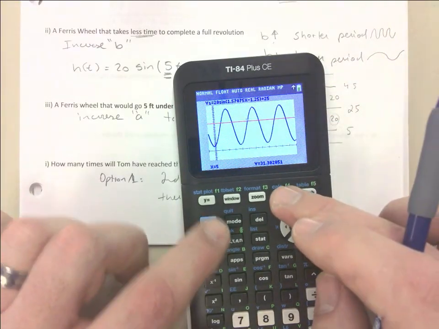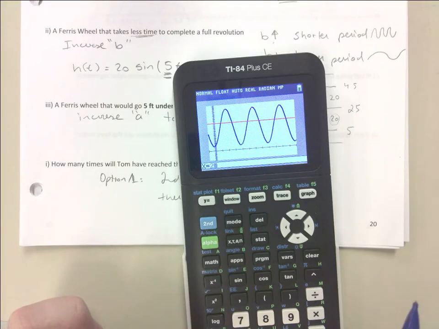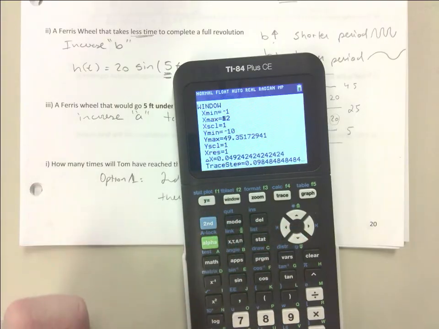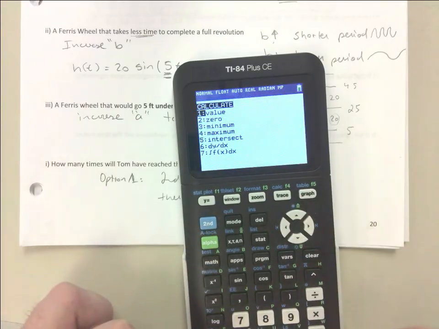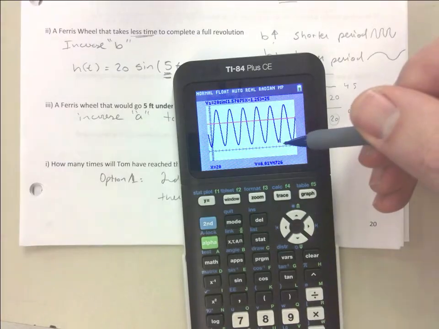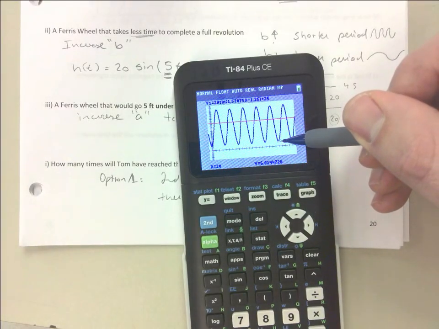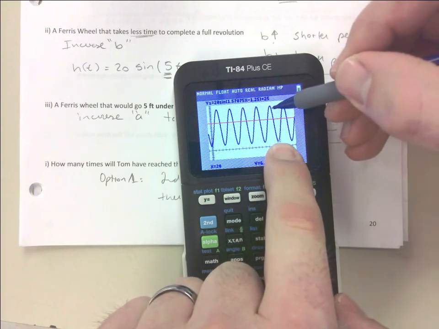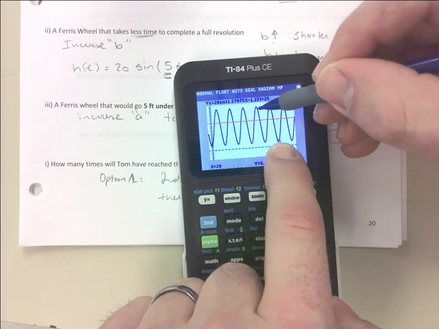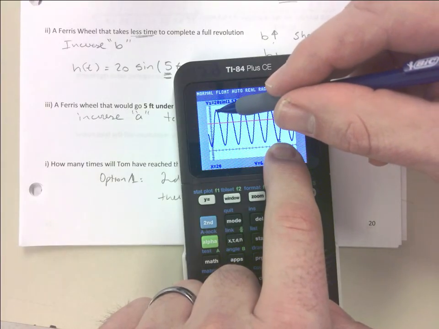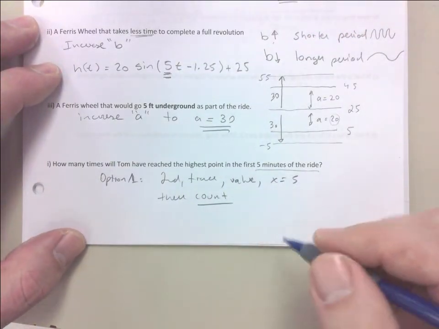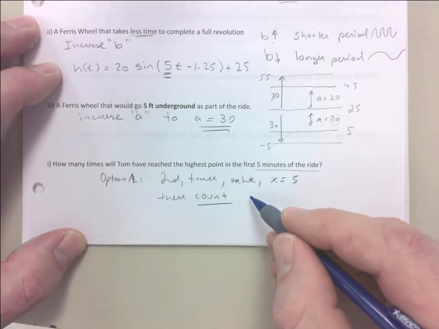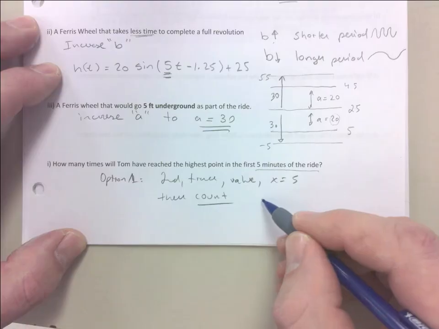But what if the question said after 20 minutes? Can't even see that, so I need to increase my window to let's say 25. And then I'm going to try this again. Second trace 120. This is where you're going to be at 20 minutes, right? So you count. How many times will he have reached the highest point? 1, 2, 3, 4, 5 times. So that's, in my opinion, the best way to do it. One time.